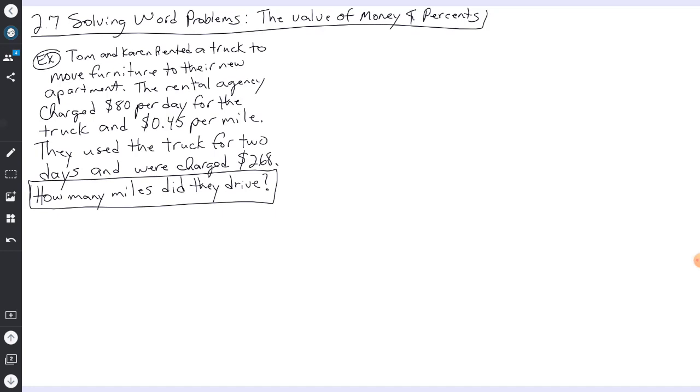So let's first make an equation out of this. Tom and Karen rented a truck to move furniture to their new apartment. The rental agency charged $80 per day and 45 cents per mile. They used the truck for 2 days, so we know how many days they had the truck. How would we set up the day charges? Right. So we take that 80 times 2, right?